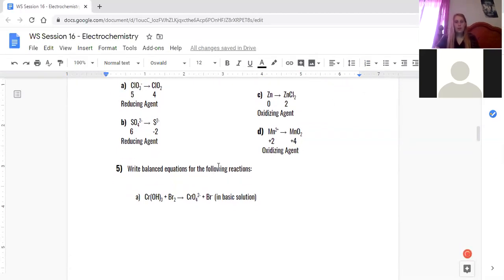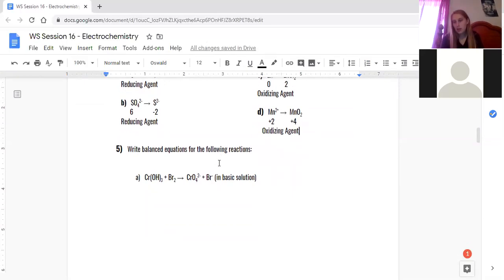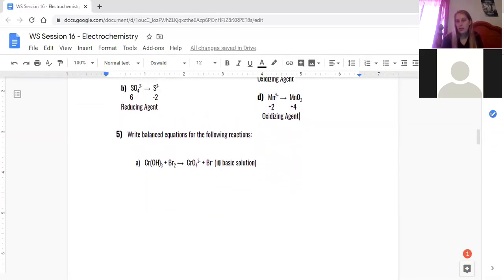Okay, so we're going to write balanced equations for the following reactions. And we may not get through all of these because we have 20 more minutes left. These are kind of long. I don't know, we might. We'll see what happens. So we're going to start with this first one here.